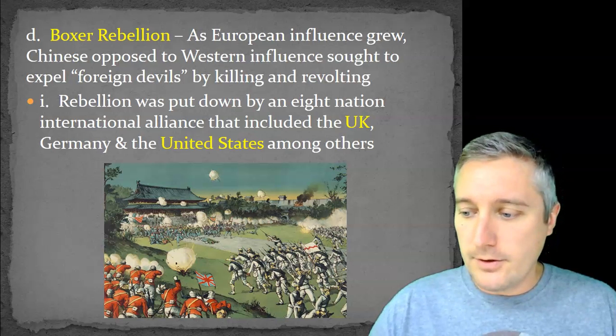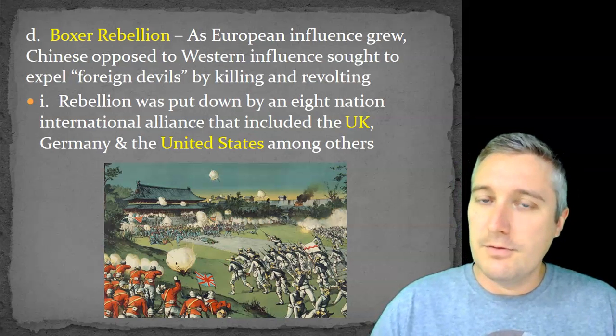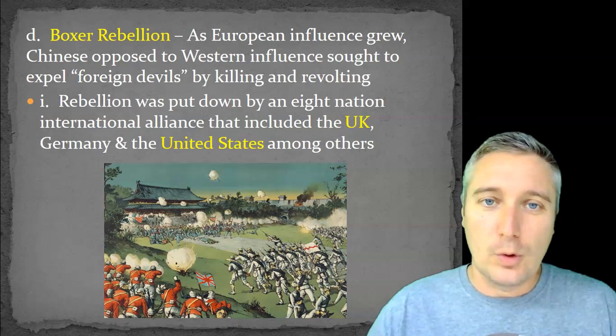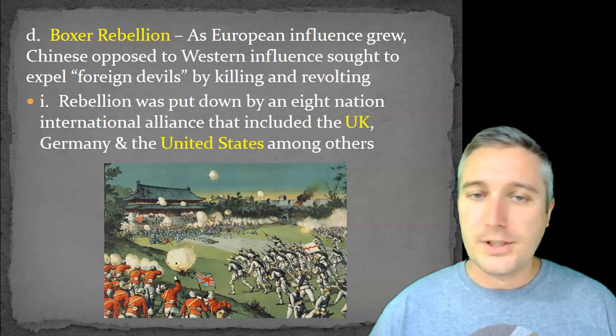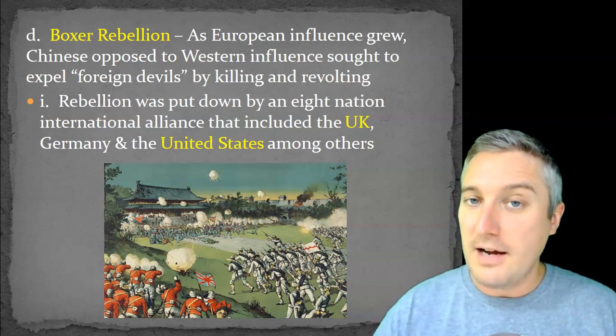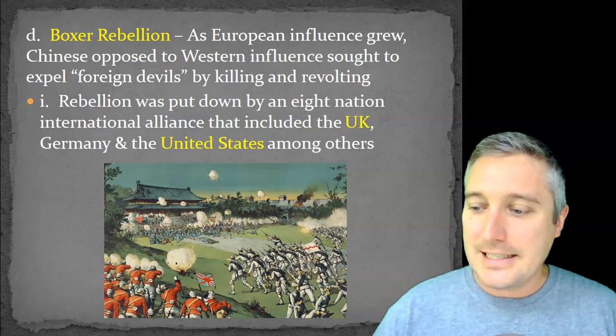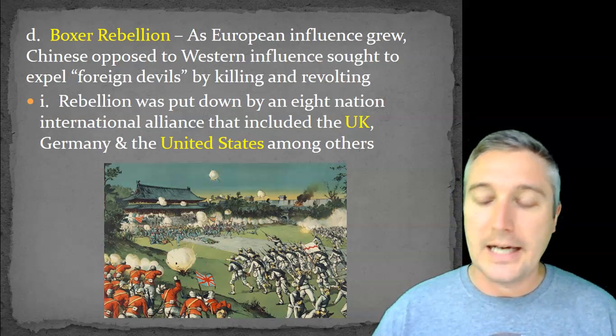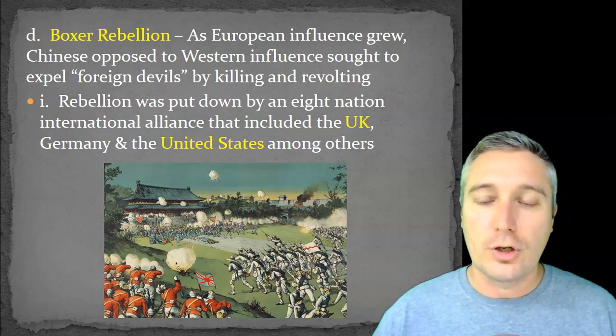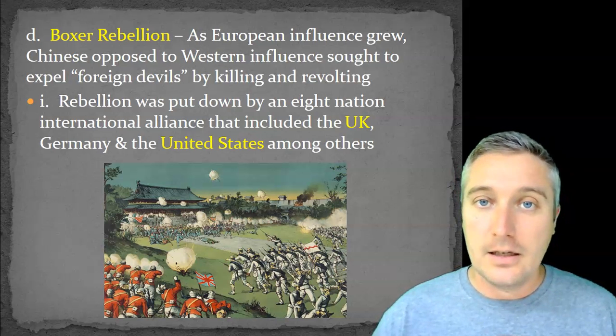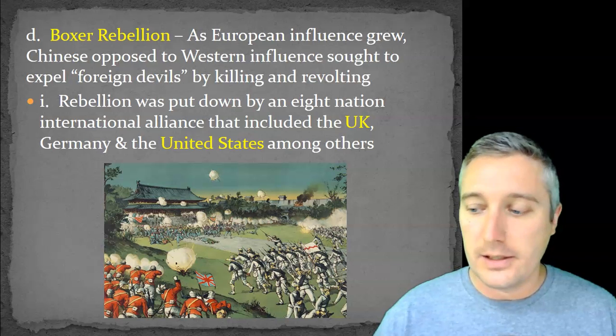And this is one of the first world wars, even though that would be tied to, of course, the war that'll come in 1914. But this is a global conflict for sure, because you had 8 nations, including the United States, the United Kingdom, Germany, that basically allied in order to put down this rebellion and to fight China.